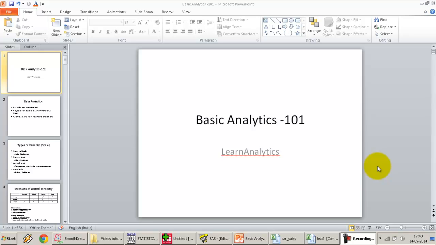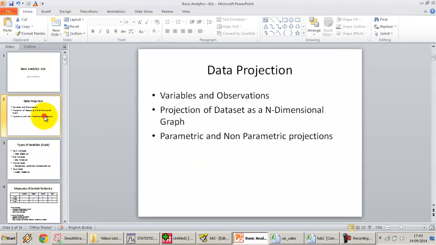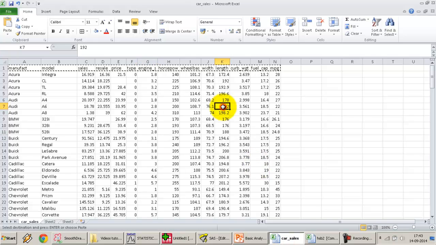data. Now, starting off with our first concept of what I call data projection. What do we mean by variables and observations? What do we mean by projection of data onto an n-dimensional graph? And more specifically, what do we mean by parametric and non-parametric projections? Now, an example of a data set I'm going to pull out is a car sales data set. This is going to be a fairly common data set that we're going to be using throughout our training session. And I will also move on to a high school data set later in the class.